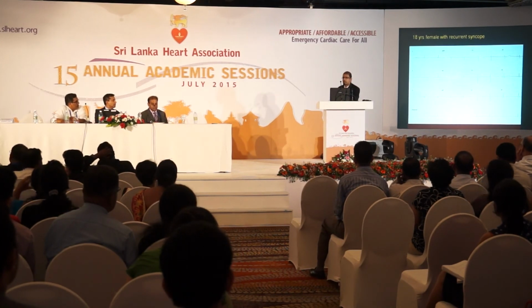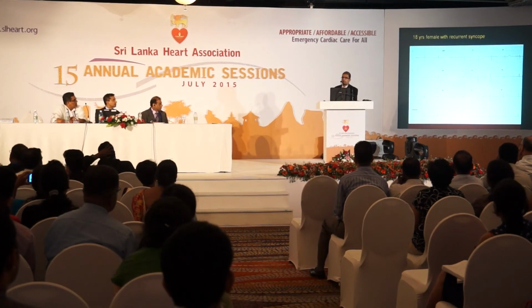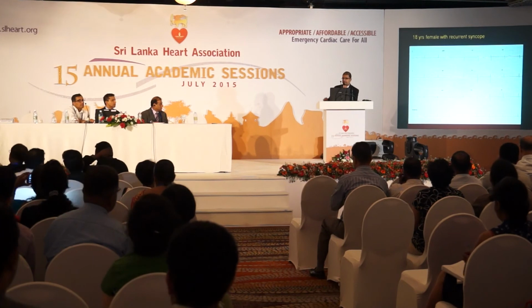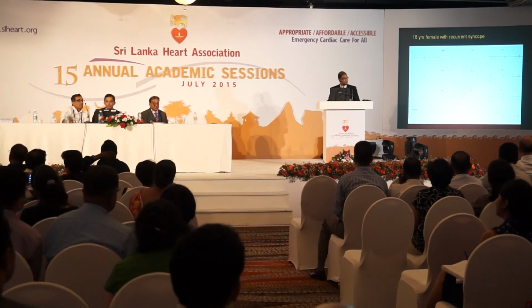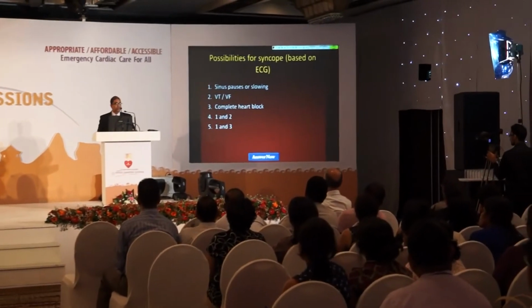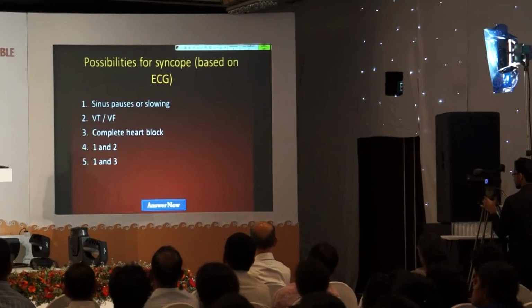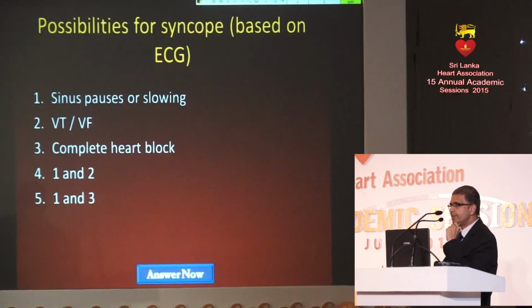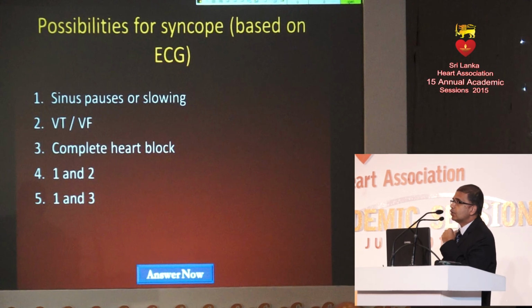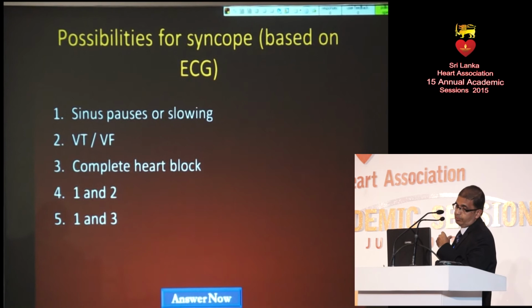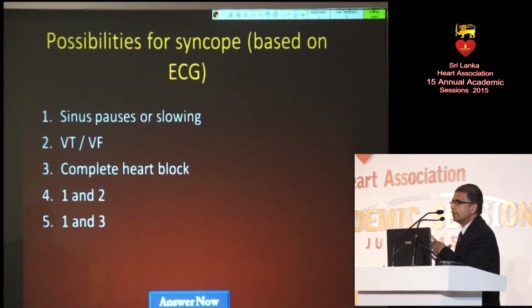It's quite possible. Yeah. This might have to be the last case, because unfortunately they were on the hall and we have been kind of going on and on. But anyway, just look at this ECG. Right. So the questions are, again, not a diagnosis, but what are the possible features for syncope in this patient? Could it be sinus pauses or slowing? Could it be ventricular tachycardia or ventricular fibrillation? Could be a complete heart block, could be 1 and 2 or 1 and 3. Please answer.